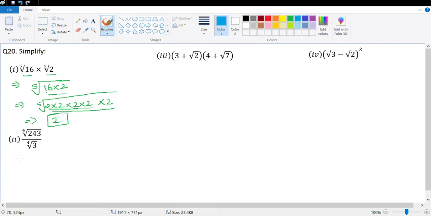Next question. Fourth root of 243 divided by fourth root of 3. This is nothing but fourth root of 243 upon 3. That's 81. So the answer is fourth root of 81, which is nothing but 3.